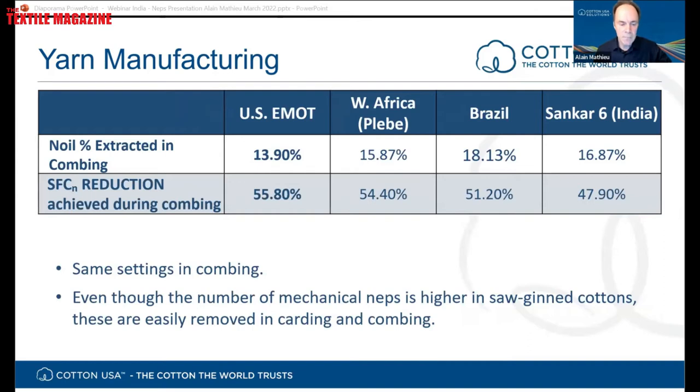With the same machine settings in combing, there was a significant difference in the noil percentage extracted from the four cottons. Despite the initial high NEP count in saw-ginned cottons, the NEPS can be effectively removed during carding and combing. It's also evident that US cotton achieved the highest reduction in short fiber content.